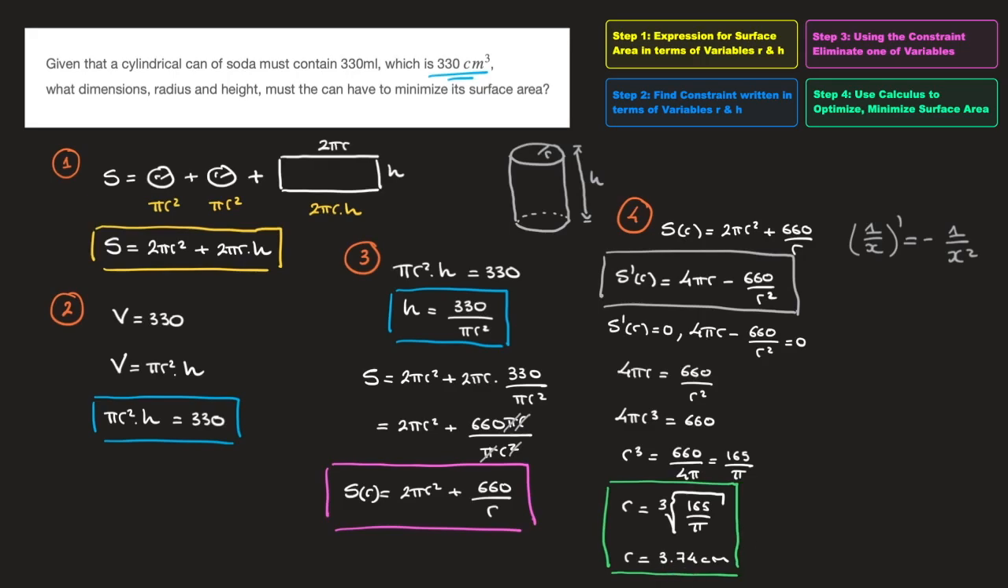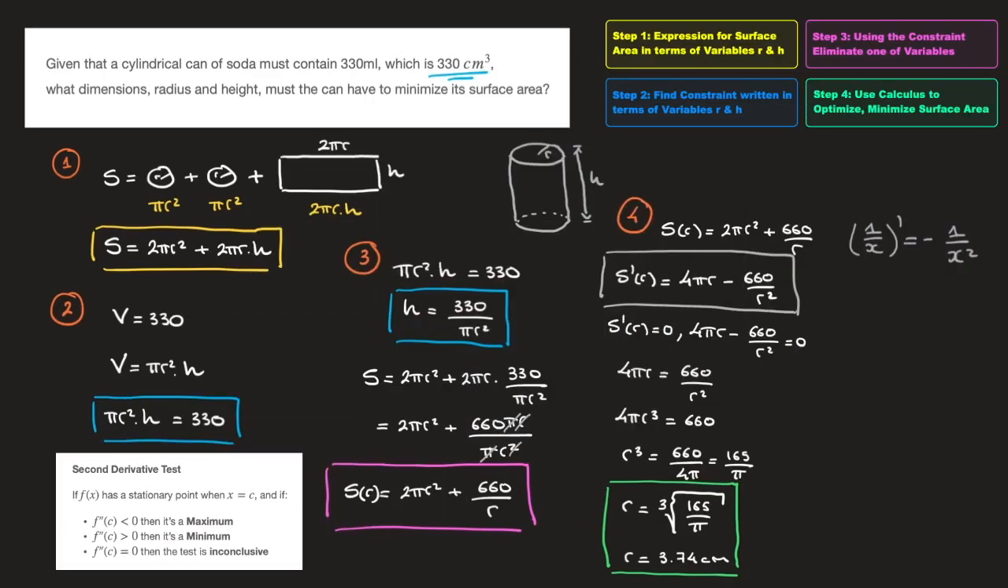But how can we be sure that this indeed corresponds to a minimum value for the surface area? Well, one way of checking is to use the second derivative test. And for that, the first thing I need to do is find an expression for the second derivative. So starting from the first derivative, s dash of r, which I'll rewrite here as s dash of r equals 4 pi r minus 660 times r to the negative 2. Notice here that to get this r squared away from the denominator, I added this negative power here.